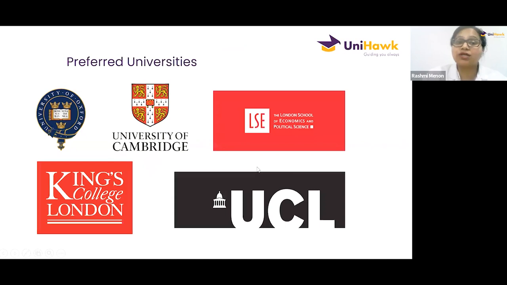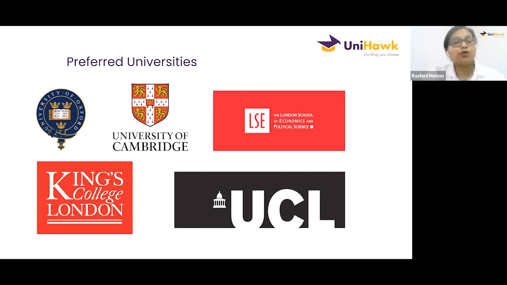Now, it is really important that we also look at which university you want to study at. Some of the most common and preferred universities are, of course, Oxford and Cambridge, LSE, King's College, and UCL. There are also other popular names like Manchester, Nottingham, Belfast, Dundee, Durham, Warwick, etc.